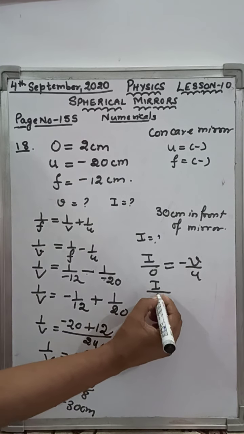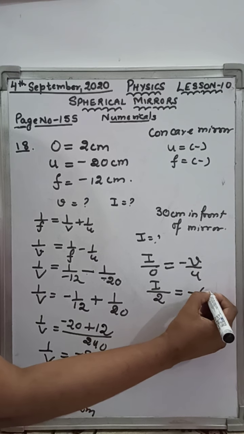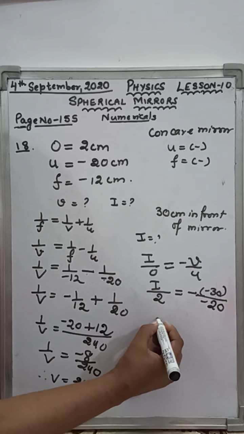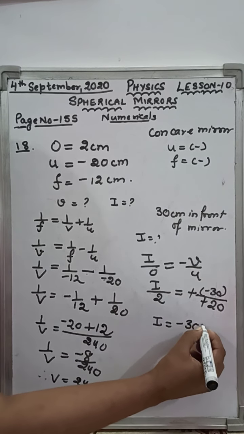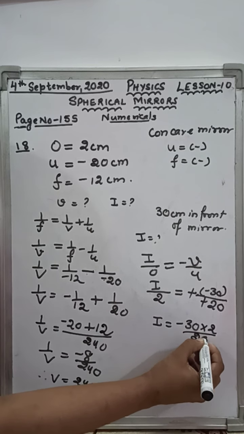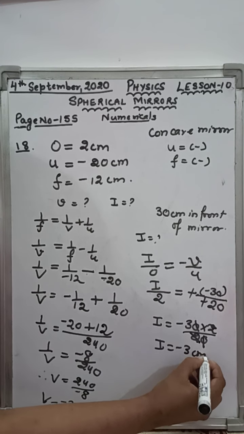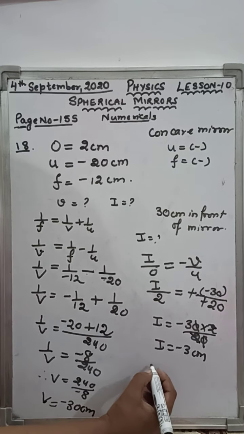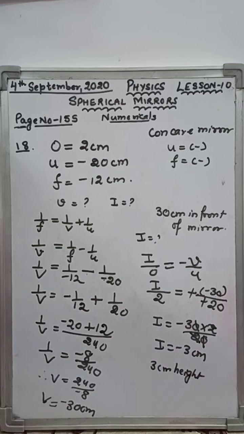Object height is given 2 centimeter. This is the minus of the formula. Now we will substitute the value of the image distance over object distance. So I will be equal to, this minus cancels, minus 30 into 2 over 20. 0 cancels, 2 cancels. I is equal to minus 3 centimeter. So what will be your answer? The image height is 3 centimeter in height.